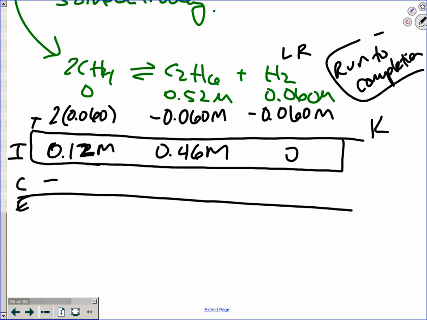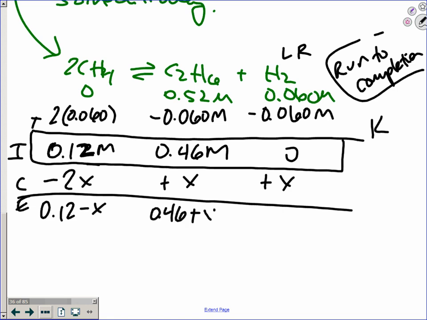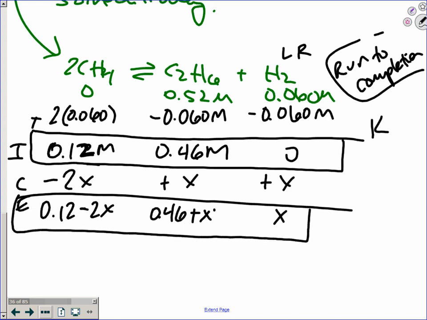Now the reactants are going to come to equilibrium by subtracting 2x, because that's the 2 for methane, adding 1x because we had 1 ethane, adding 1x because we had 1 hydrogen. So at equilibrium we have 0.12 minus x, 0.46 plus x, and then x. So these values I'm going to plug into K.